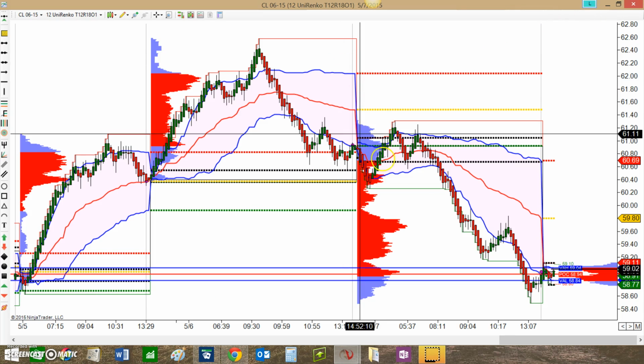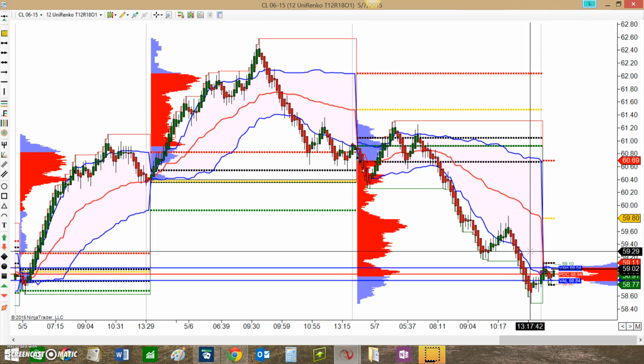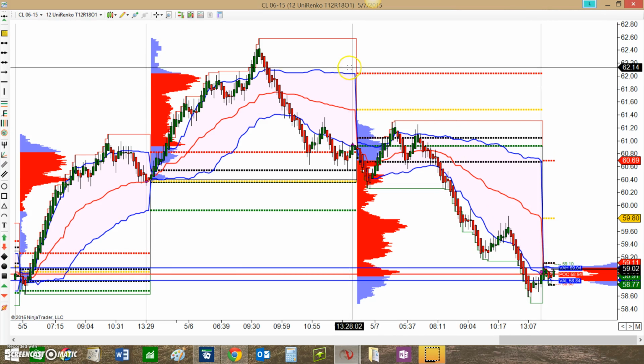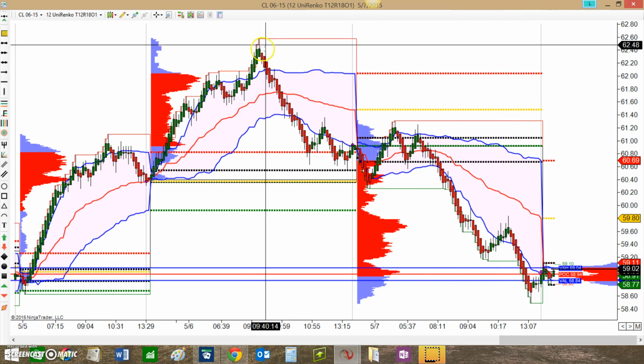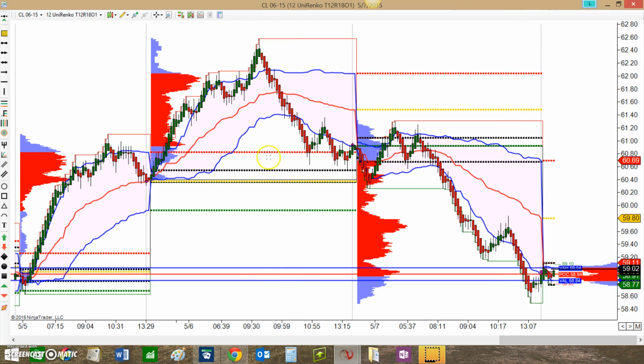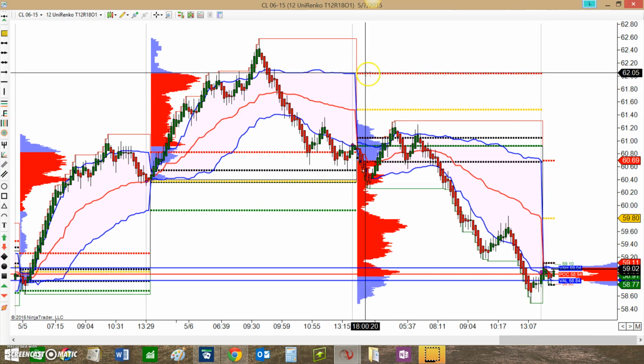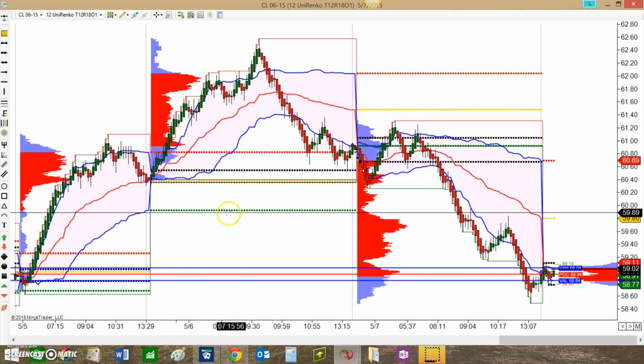I've got it up here. I use it all the time. It extends the lines from the previous value areas. So you have your session high and your session low. You have your previous value high. You have your previous value low. And those lines extend out.